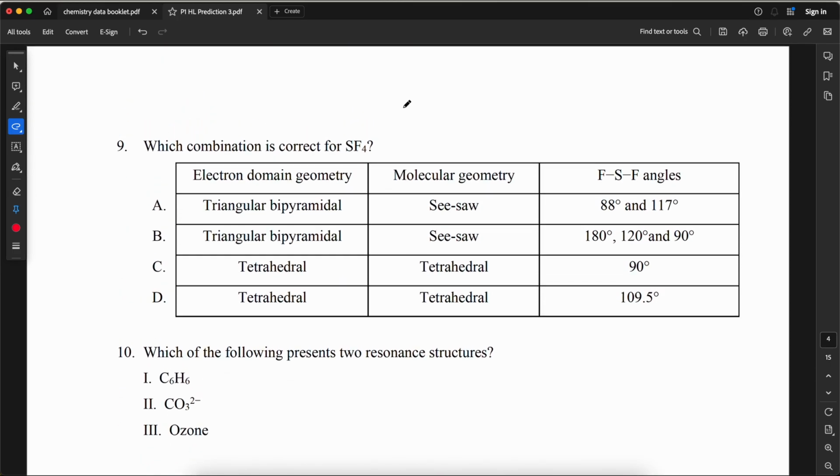Which combination is correct for SF4? SF4 would be like this. It has 5 electron domains, so that would be trigonal bipyramidal, and the molecular geometry will be seesaw, and the FSF angles will be 88 degrees and 117 degrees. Why? Because there is a lone pair here, so there will be a repulsion by the lone pair, so that 120 degrees becomes 117 and that 90 degrees becomes 88 degrees. So the answer will be A.